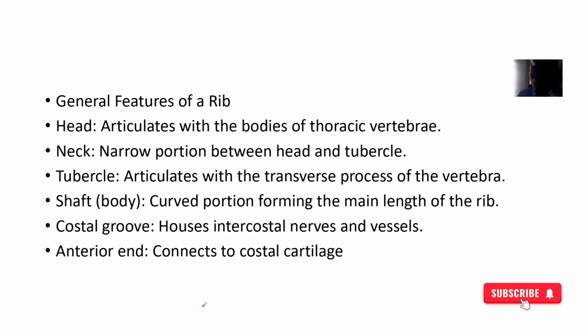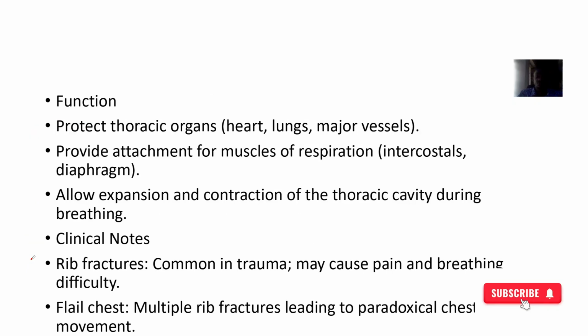So the general features of a rib are: a rib has a head, a neck, a tubercle, a shaft, a costal groove, and the anterior end. Those ones, don't worry, I'll have a special lecture which will go down on the general features of a rib, and for all of them, the functions are subserved.